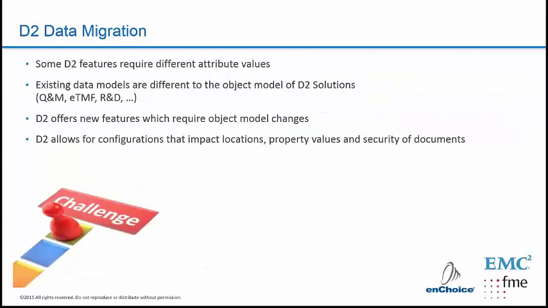So from a D2 data migration, things to consider. Some D2 features require different attributing. So depending on where you're coming from and going to D2, things to consider. What does your data model look like? If it's the solutions, that's already known. I can speak to that, of course.